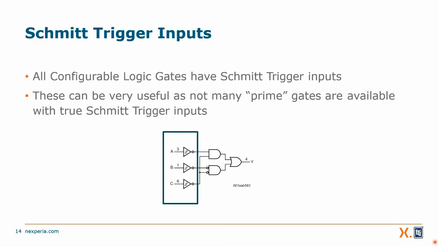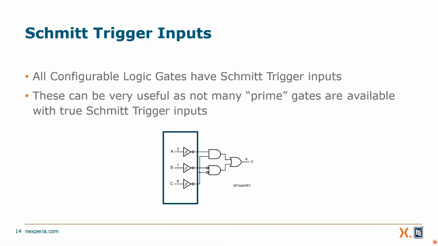All of these devices have Schmitt trigger inputs. Schmitt triggers are real important in the industrial space because most signals that come in have noise on them. They're not pure digital signals. So a Schmitt trigger will take that analog noise and will turn it into a cleaner digital signal. So they're very desired to have on the inputs of all of your logic gates. All of the configurable logic devices have them on board. So it's kind of a nice way of getting Schmitt triggers.